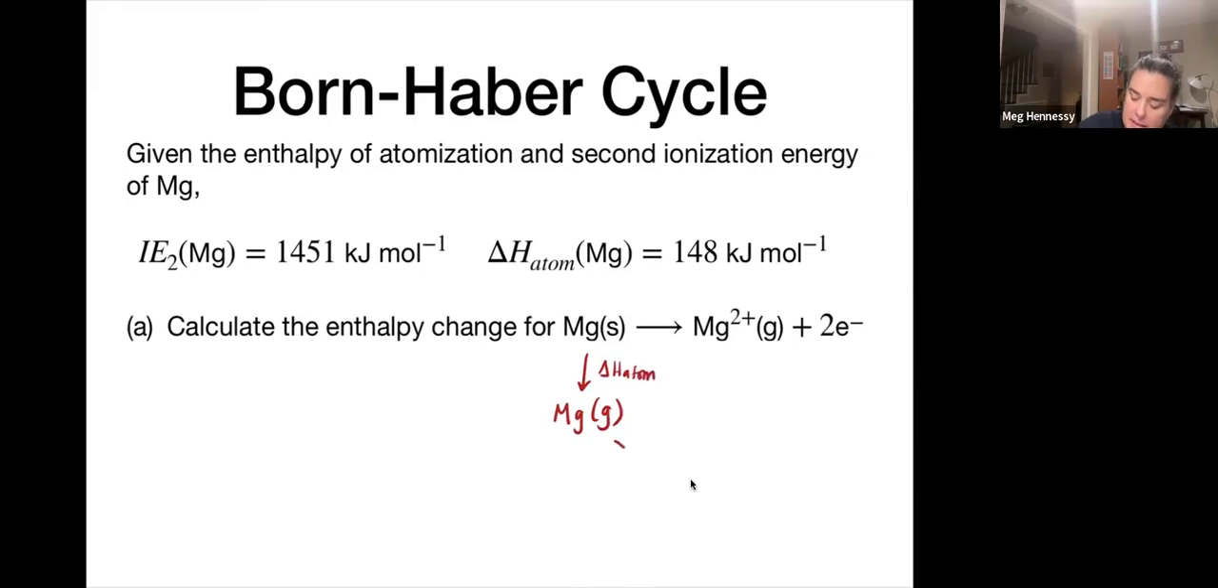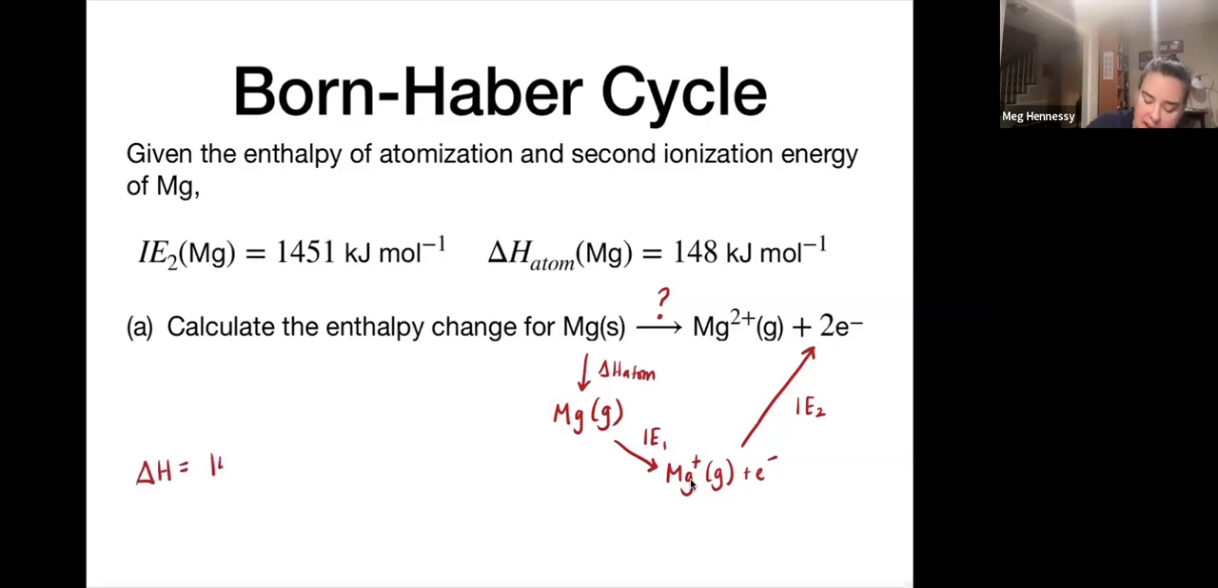And then I'm thinking we're going to need to ionize that magnesium. And then I'm thinking we're going to need to ionize it again. So I've set up this cycle where the question was asking me to go directly from magnesium solid to the gas phase ions. I don't know how to do that, but I do know that the delta H that they're asking me for has to be equal to the sum of each of the steps.